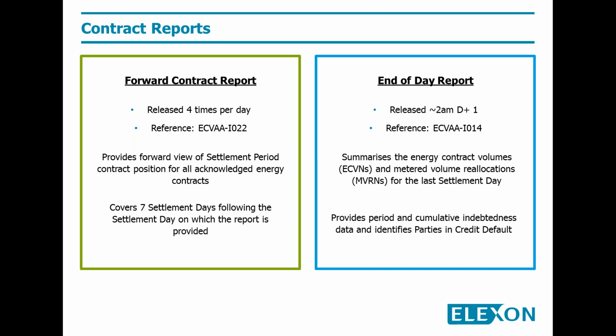You receive that 4 times a day, I believe in the morning, early afternoon, late afternoon and evening. In addition, after the settlement day is finished, you will receive an end of day report, the ECVAA IO14, usually around 2 AM in the morning. This summarizes the energy contract volumes, so the ECVNs, and the metered volume reallocations, the MVRNs, for the last settlement day. I'll talk about MVRNs a little more in a later slide.